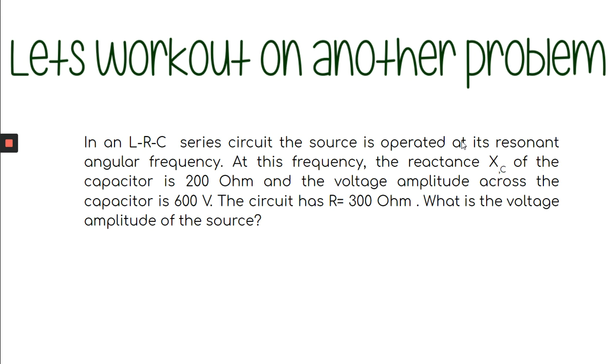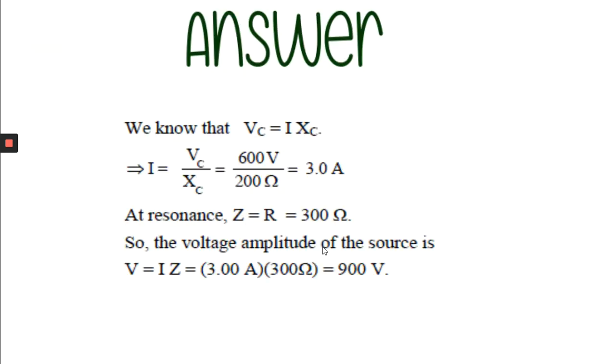So here this point is important. It works at its resonant frequency, which means what? Xc is equal to XL. All of you know that voltage across the capacitor is current into XC. So what is your I? VC is given, XC is given. So current is 3 ampere.